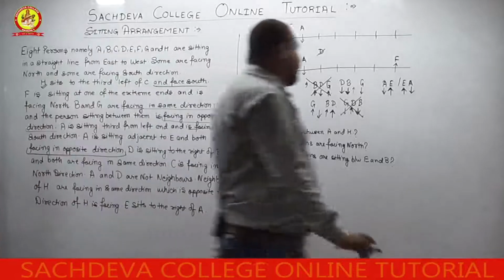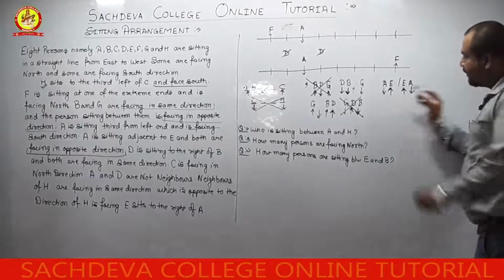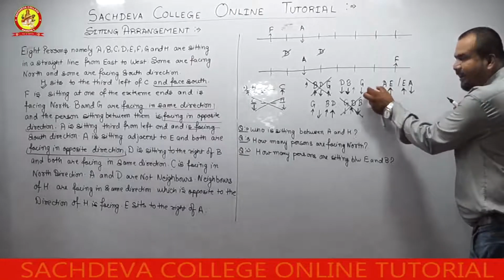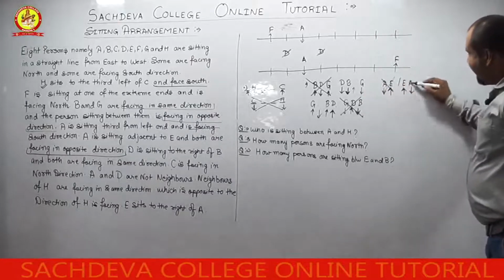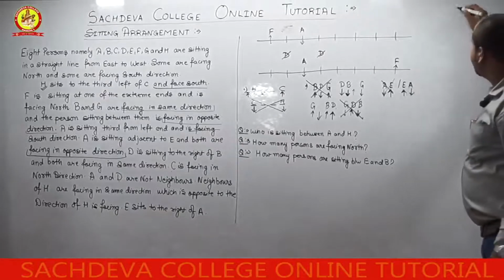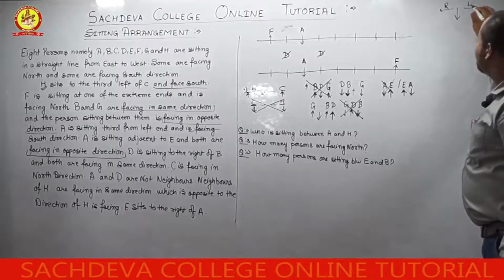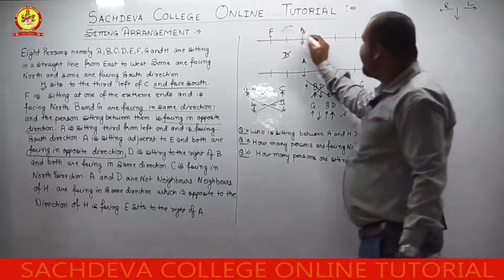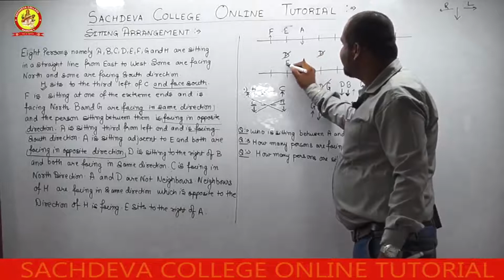When we are talking about E sitting to the right of A, then A is facing south. Then right will be this side. Yes or no? A is facing south, so right will be this side. Now, this is not possible. If A is facing south, then E can be sitting on the right of A, because when we talk about south facing, then this is right, and this is left. Okay? Now, EA. Here we have A, so E will be sitting this side.